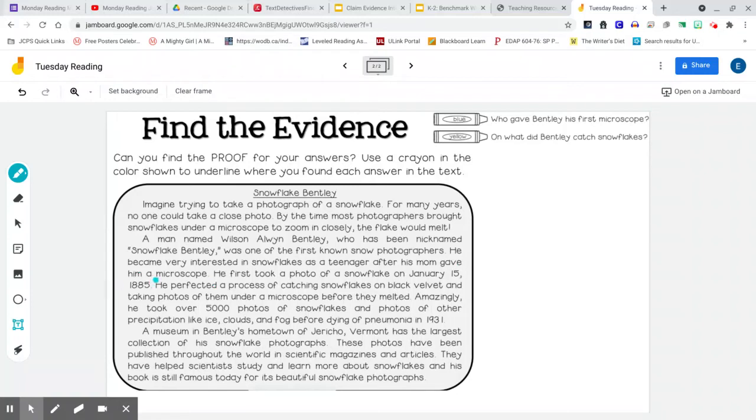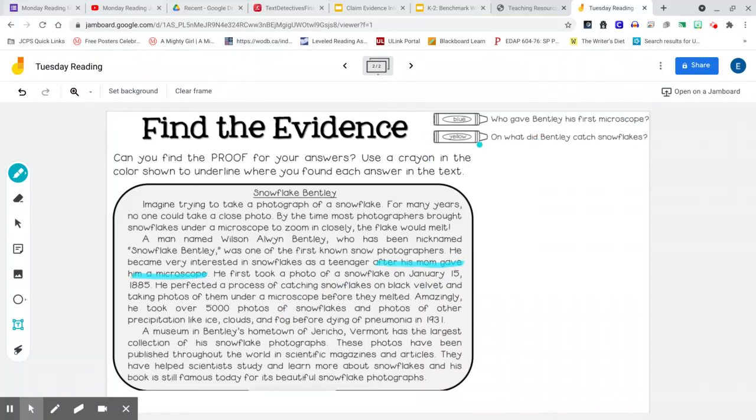There's our answer right there. Our question was, who gave Bentley his first microscope? And in the text we just read, he became very interested in snowflakes as a teenager after his mom gave him a microscope. So we know that the first person to give Bentley a microscope was his mom.